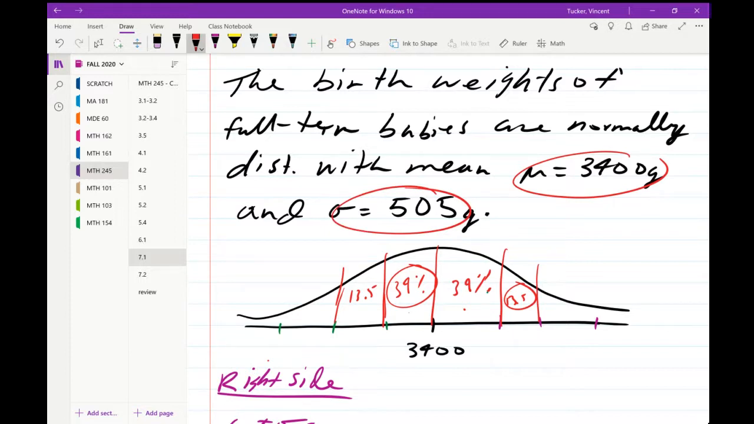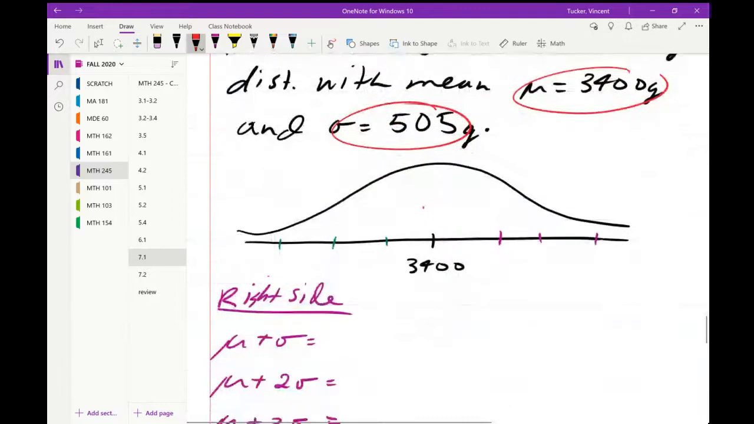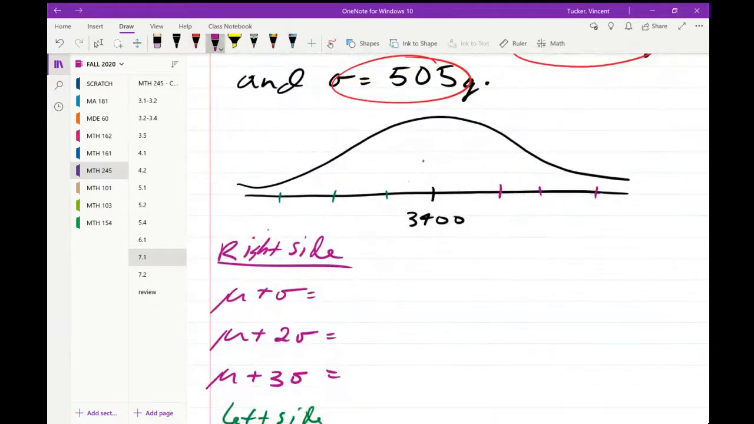So if I wanted to apply the empirical rule, once again, those percentages stay the same. Before I go there, I'll just do the numbers. Do it like this. So you have your mean in the middle, which is 3,400. And there's a right side of your mean and a left side of your mean. So you're talking about 3,400 plus one standard deviation. That'd be 3905.